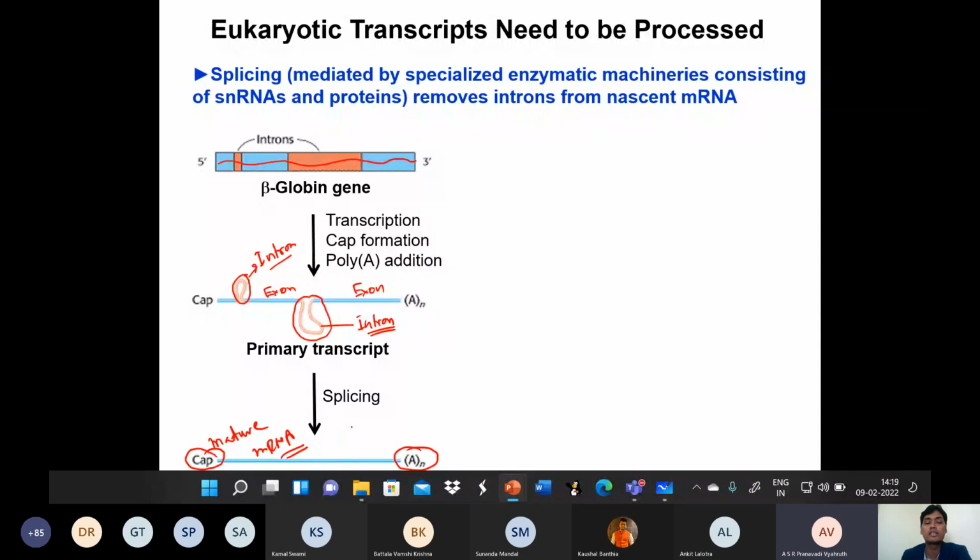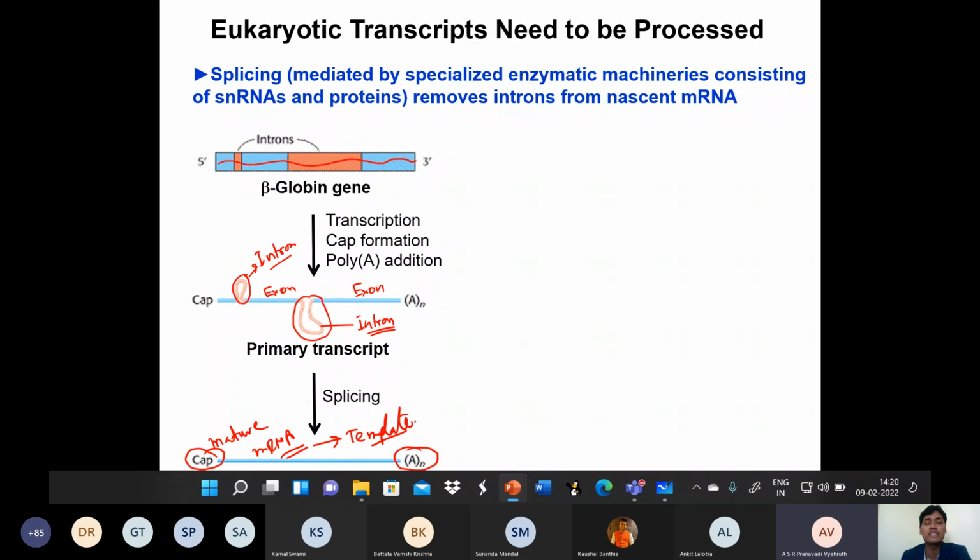In order to synthesize protein, this mature mRNA is used as a template. So just try to understand that whatever we discussed during last class, around 1.5% of our DNA is being transcribed. But here we are discussing that even after transcription, some of the portions are not required in case of the eukaryotic system. Those are introns, and they should be removed by some enzymatic machinery.